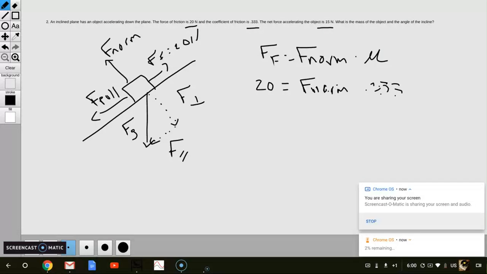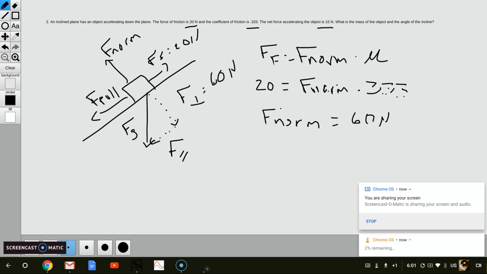Oh, and geez Louise, I did not draw very well, so let's try that again. 0.333. Okay, for whatever reason, it's not wanting to come out very well. The F norm then will come out to be, it should be 60. But I'm going to just double check my math real quick. Yeah, it comes out to be 60 newtons. So that means that this is 60 newtons.